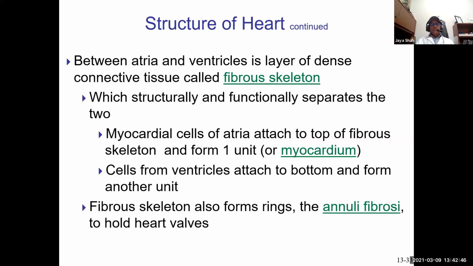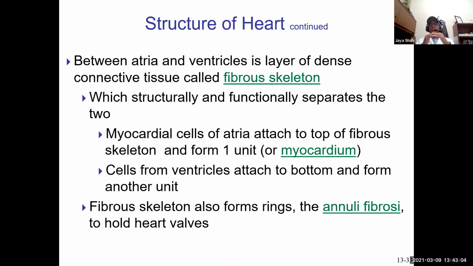Okay. So between atria and ventricles is a layer of dense connective tissue called the fibrous skeleton. Like your skeletal muscle is attached to the bones through the tendon, our heart muscle is attached to the fibrous skeleton lying between the atria and ventricles.